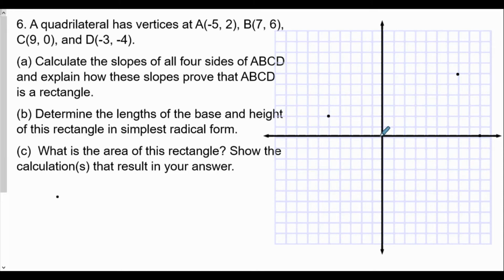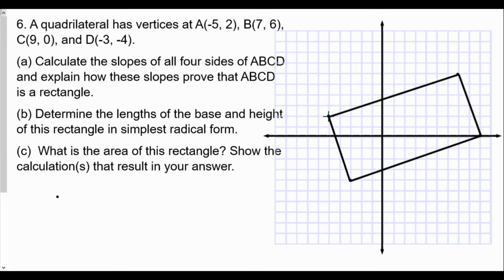And then -3, -4. 1, 2, 3 to the left and 4 down. 1, 2, 3, 4. Here we go. So it sure helps, in this case, to have graph paper, and we're going to connect the segments here to come up with our rectangle. And the problem is that we would like to say it's a rectangle just by looking at it, but we will need to prove this by doing slopes.